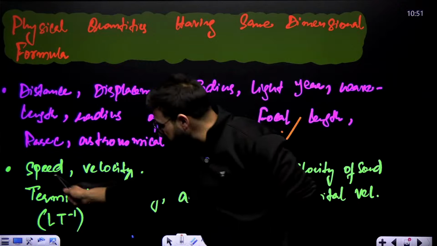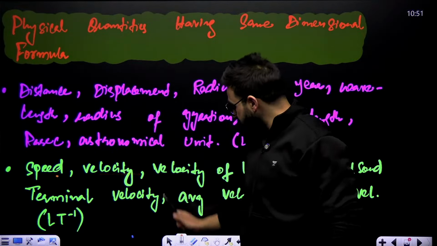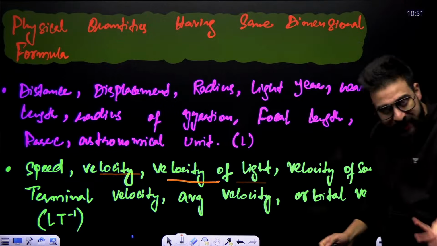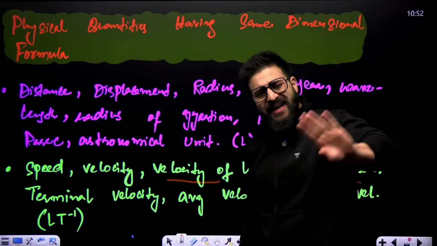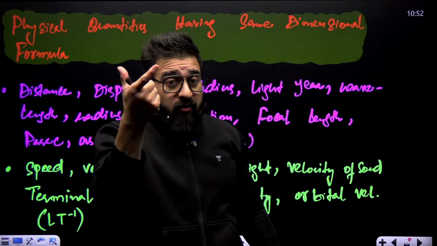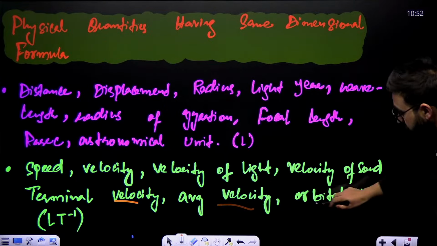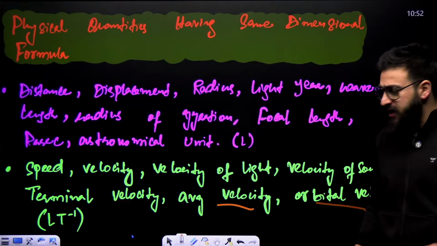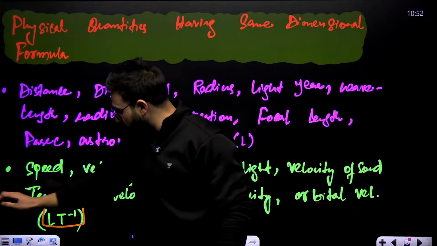Then we have speed. Speed is how fast the car is moving. Velocity, one and the same thing. Velocity of light, one and the same thing. It is also velocity. Velocity of sound, it is also velocity. The values will be different, but forget about the values. I'm talking about the dimensional formula. That will be the same. Terminal velocity, average velocity, orbital velocity, escape velocity. All of these have got the same dimensional formula, LT⁻¹.